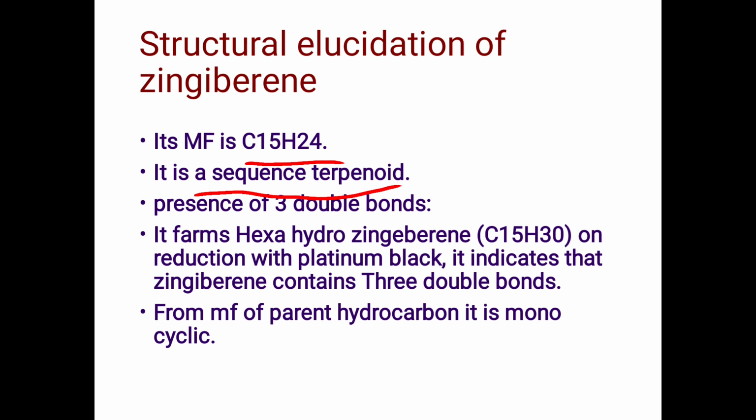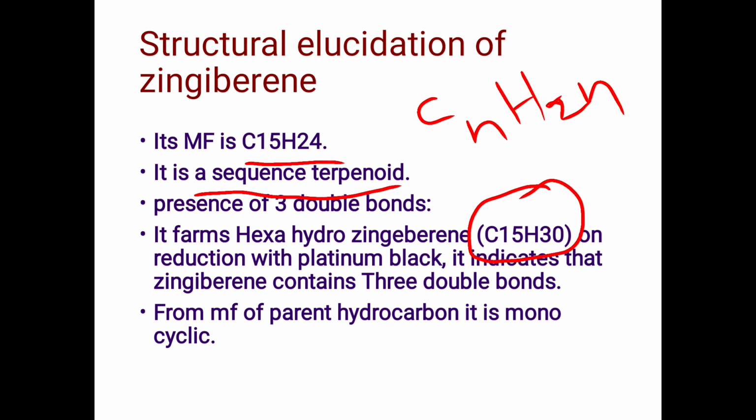The molecular formula of hexahydrozingiberene is C15H30. This molecular formula fits the general formula CnH2n of monocyclic compounds. So, from the molecular formula of hexahydrozingiberene, zingiberene is a monocyclic compound.